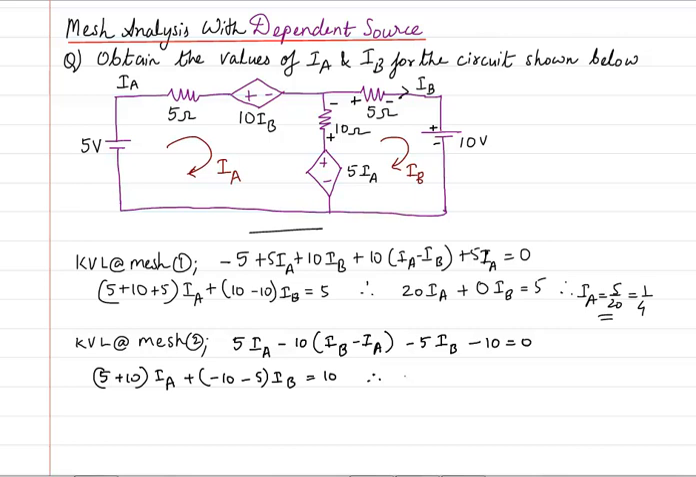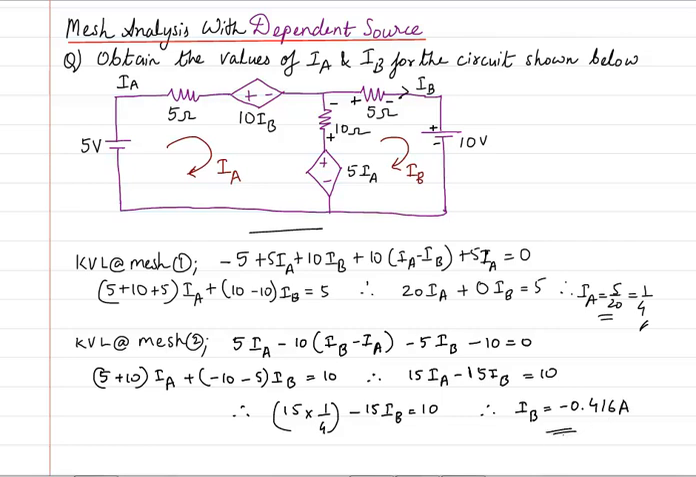Therefore the second equation that I am going to have is 15IA minus 15IB, okay, is equal to 10. IB I already know, IA I already know from here. So what I am going to do is, therefore 15 times IA is 1 by 4 minus 15 times IB is going to be equal to 10. From where, if I take this one the other side, I will get, therefore IB is going to be equal to minus 0.416 amperes, and that is going to be the solution.